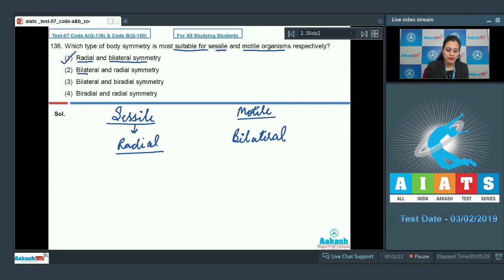The next option is bilateral and radial symmetry. This is an incorrect option. Bilateral and biradial symmetry is also an incorrect option, and biradial and radial symmetry is also an incorrect option. And the correct answer to this question is option number 1. Let's proceed to the next question.